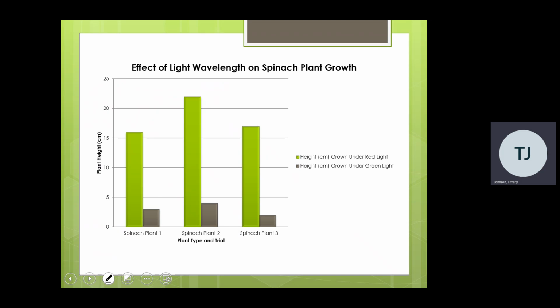And what you're seeing here, those are the plants grown under red light. We have a little legend right here, very important if you're going to have multiple bars. And these bars are plants grown under green light.